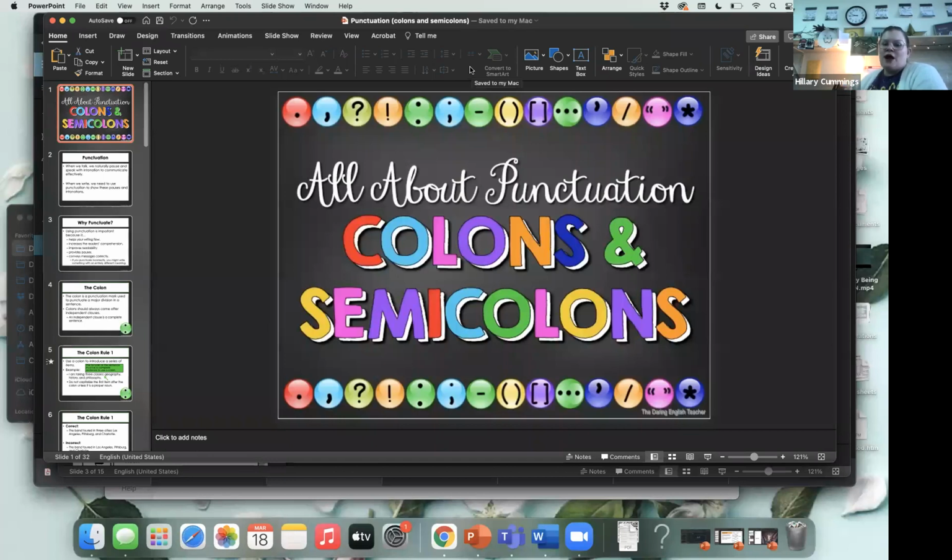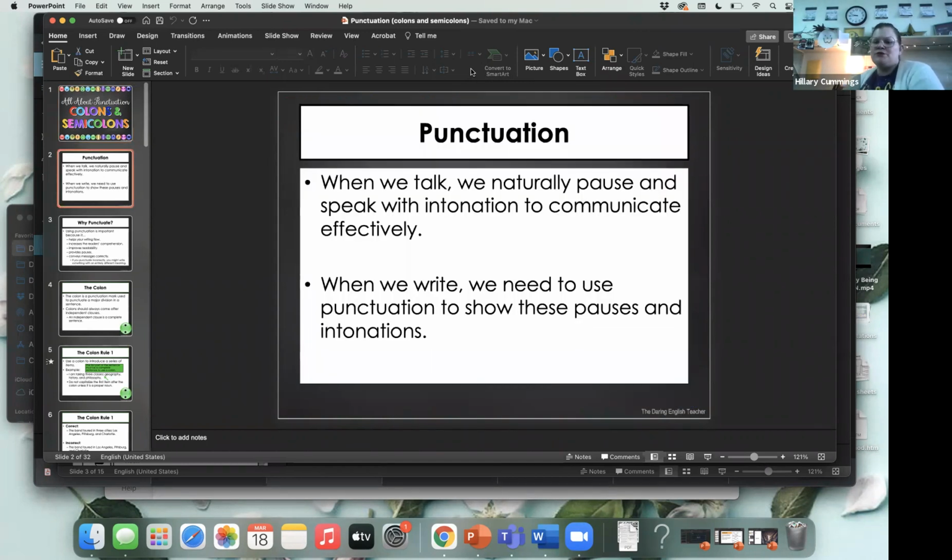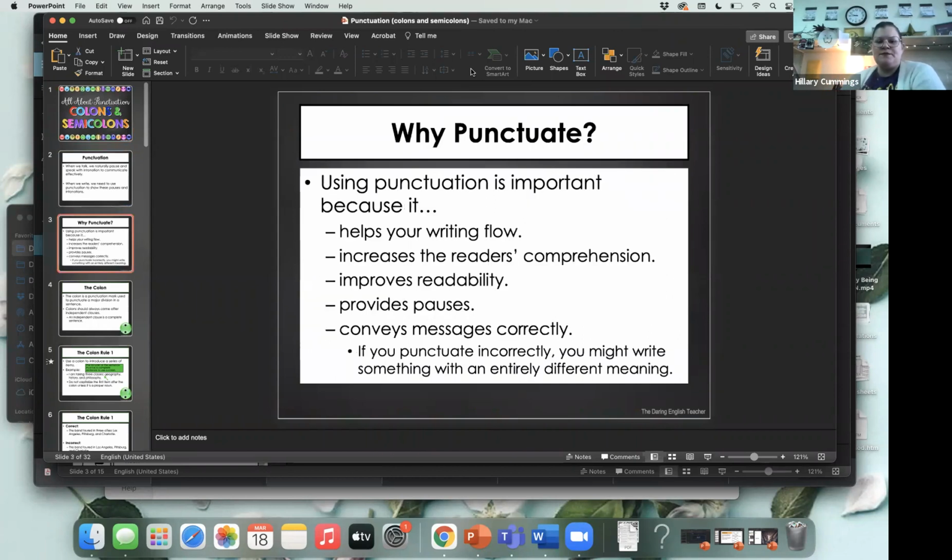All right, now we're going to talk about colons and semicolons. We're learning about this particular area of punctuation. And as a reminder, when we talk, we naturally pause and speak with intonation to communicate effectively. But when we write, we need to use punctuation to show those pauses and intonations.